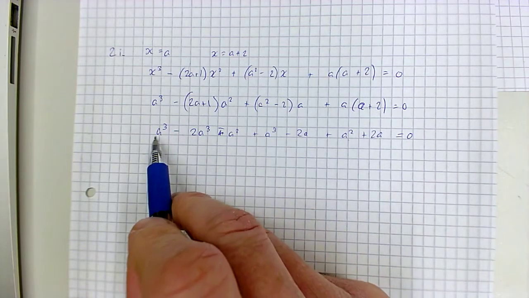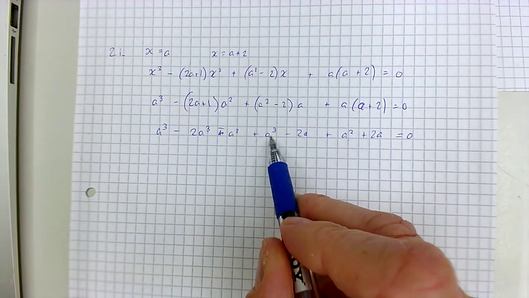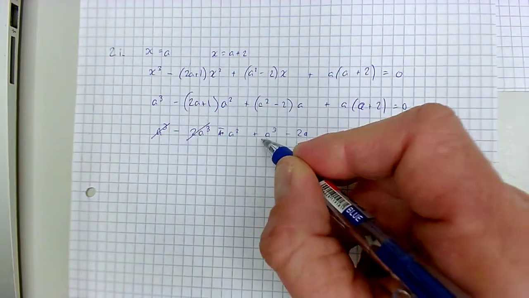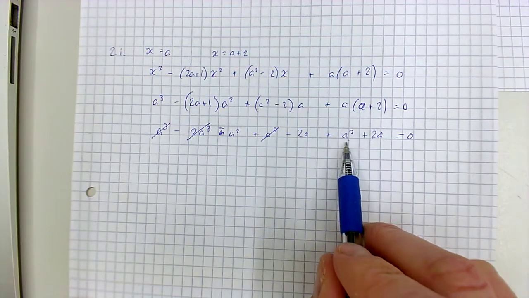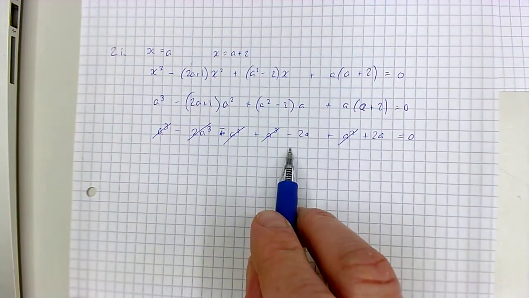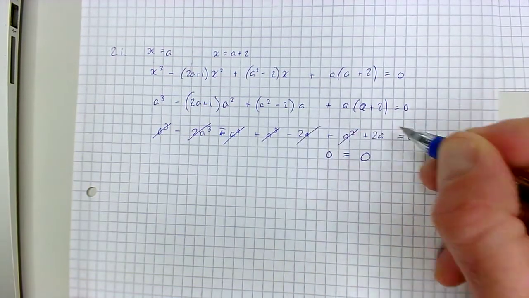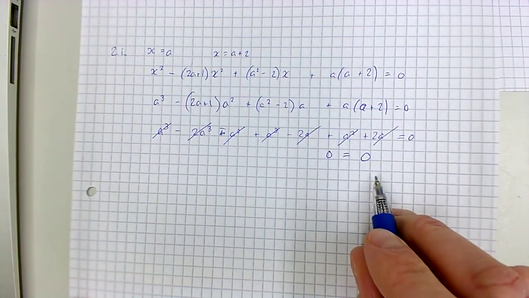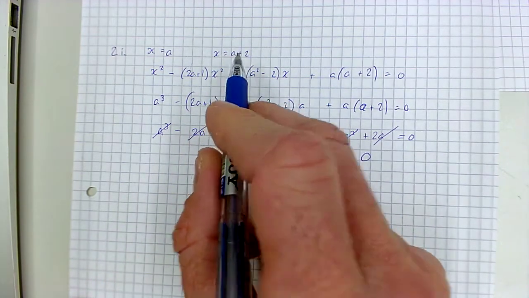And then let's just check. A cubed minus 2a cubed plus a cubed, they will cancel each other out. Minus a squared plus a squared cancels. Minus 2a plus 2a cancels. So we've got 0 equals 0. And let's do the same with a plus 2.